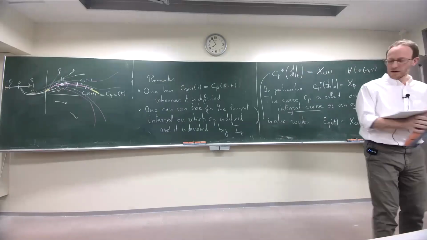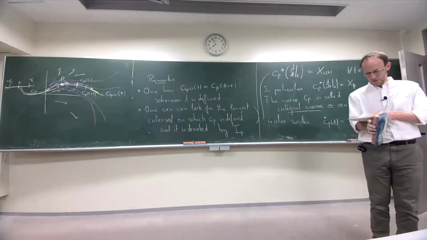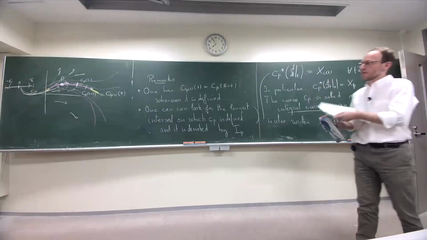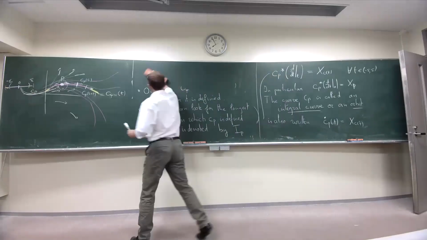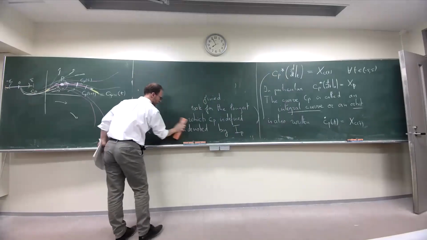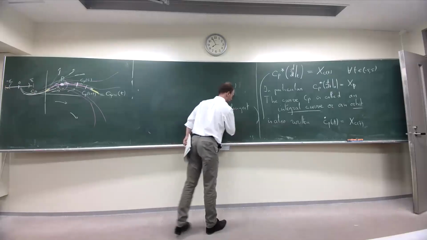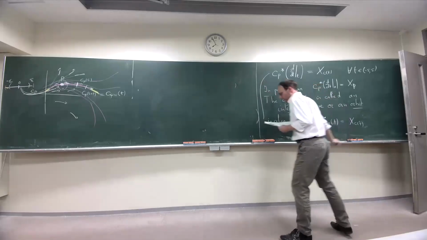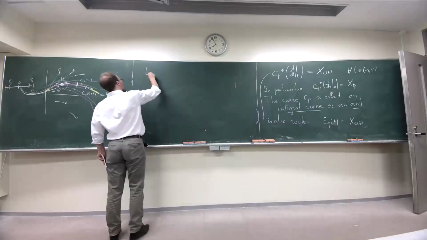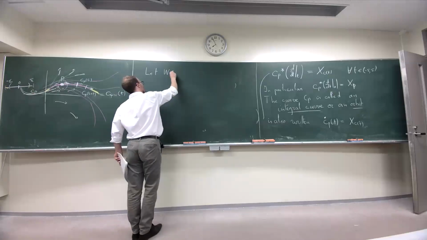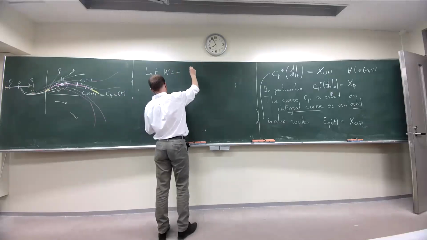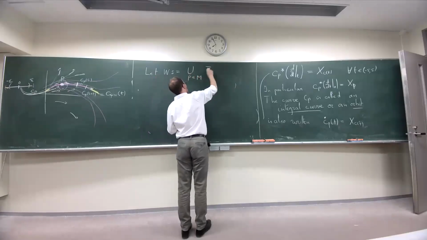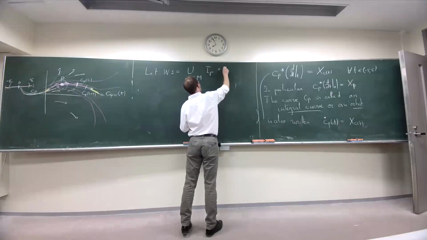Again, the last thing, which I will not finish, is to speak not only about one curve, but a family of curves like this. So let me define a certain thing first. Let W be the union over P belonging to M of I_P times {P}.